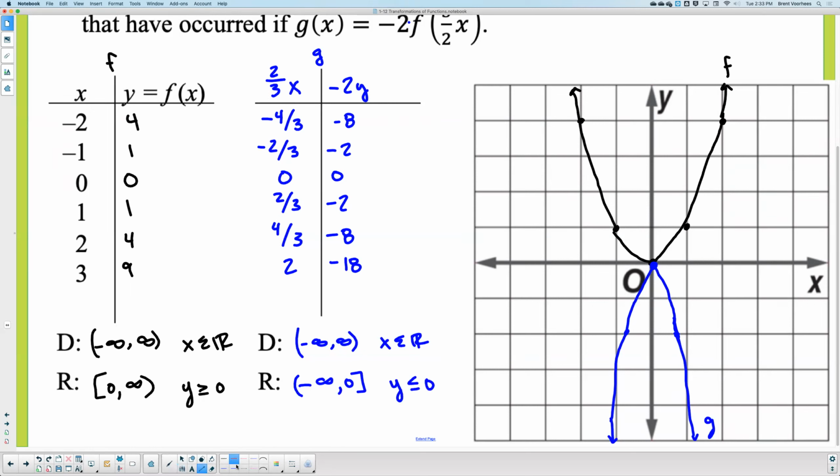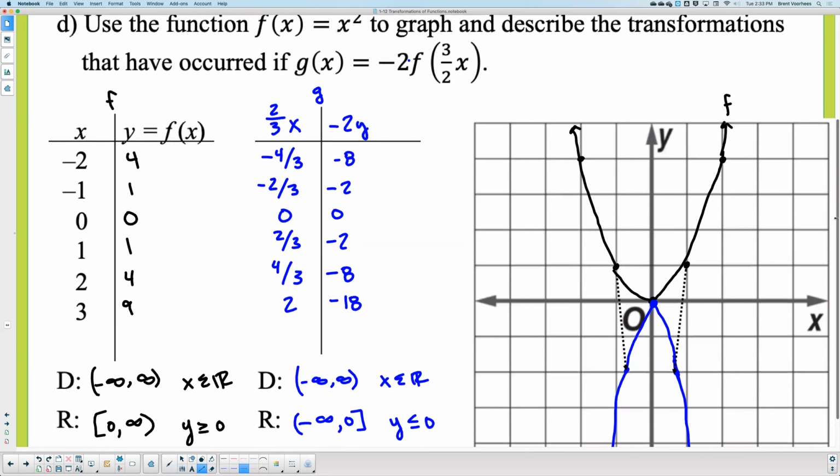Just to make sure you understand where the points went from one place to another, the origin did not move. This one went down here, and that one to there, and so on. Let's write what the transformations were, what happened here. A negative is a reflection. This is reflected. If you're reflecting your y's, which axis across?